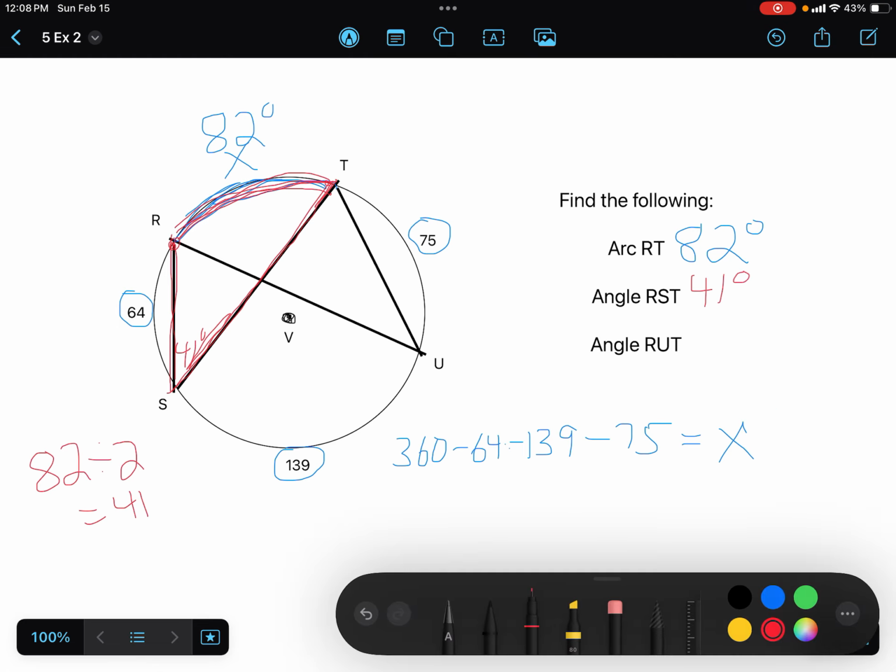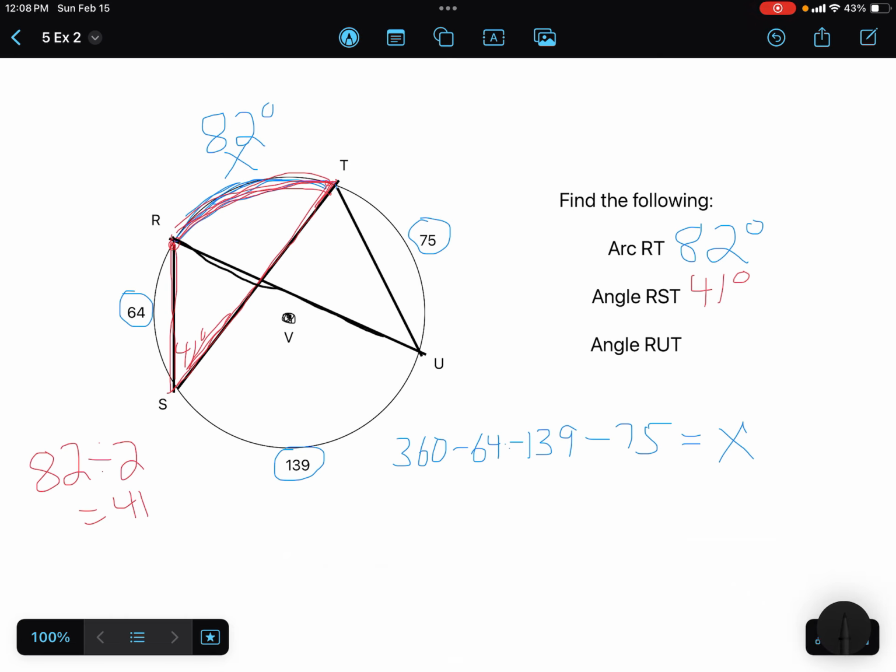And now if we look at angle RUT, it's going to start at R, go down to U, and up to T, and there is its intercepted arc. Look, it's the same arc. So we're going to be doing 82 divided by 2 to get 41 again. So as it turns out, angle RST and angle RUT are congruent because they intercept the same arc up there. So that's a good example of how to do problems involving inscribed angles.